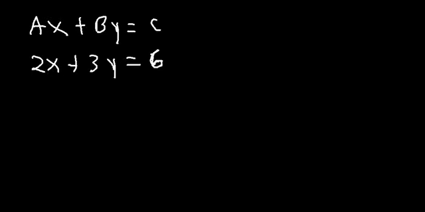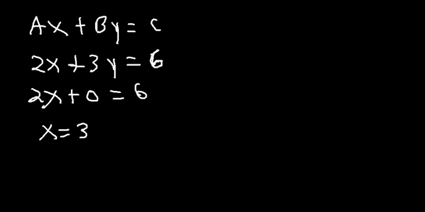Now what you want to do is find the x and y intercepts. To find the x-intercept, plug in 0 for y. So this becomes 0, so 2x equals 6. If you divide both sides by 2, you get x equals 3. So you get the point 3 comma 0. So that's the x-intercept.